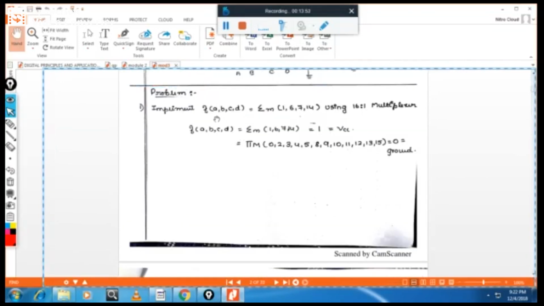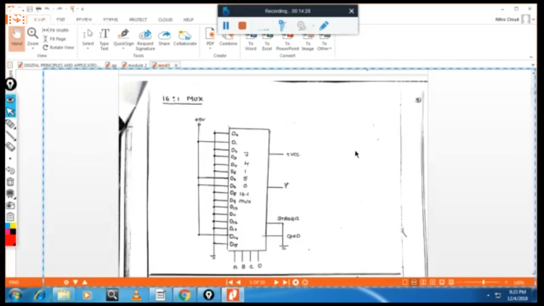So now implement AB function of 4 variable using 16:1 multiplexer. So here 1, 6, 7, 14 you connect to VCC, rest all you connect to ground. Because here he has not mentioned a particular IC number. 16:1 multiplexer we have with the active low output signal or active high output signal. That's why he has not mentioned particular output IC number. That's why what we can do here, we can directly represent 1, 6, 7, 14 to VCC and rest to ground. You can see here.